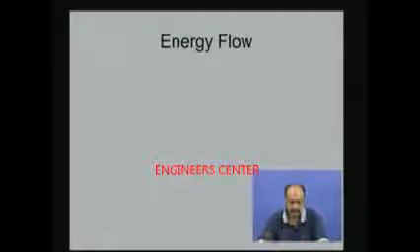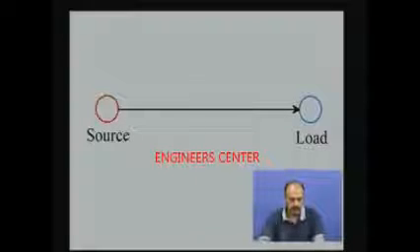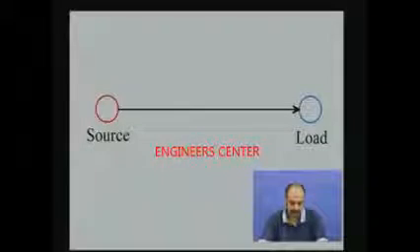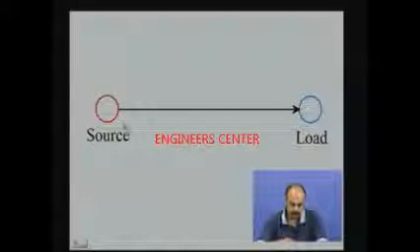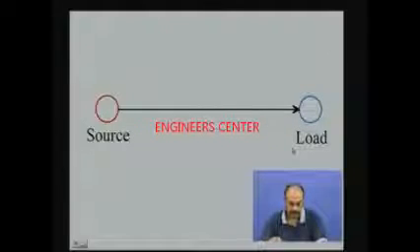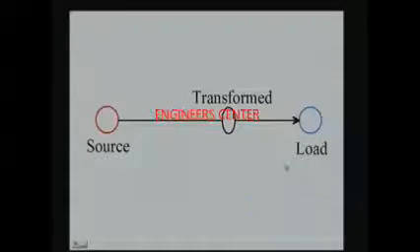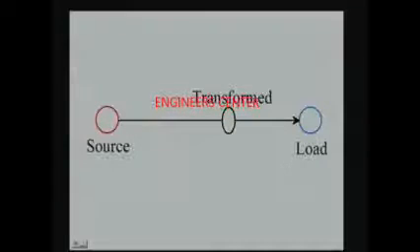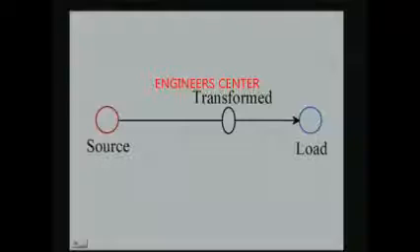Okay. So, let us now look at how the energy flows. Energy always flows from the source to the load. It emanates from the source and then terminates at the load. In the process of flowing from the source to the load, many things happen to the energy. One of the things that happens is that it can get transformed, from electrical energy to heat energy, from electrical energy to magnetic energy, or to mechanical energy, or to translational mechanical energy, and so on and so forth.